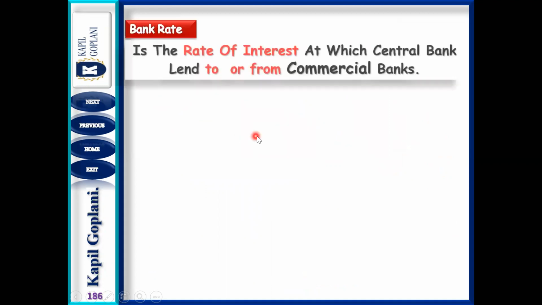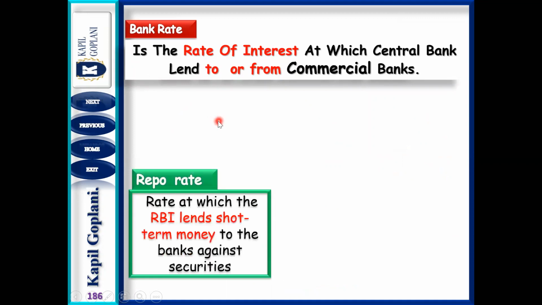As I told you, first instrument is bank rate. Now it is that rate of interest at which central bank lends to commercial bank. Whenever commercial bank needs the loan, central bank will give you the loan, but they are charging a rate of interest, that is bank rate.